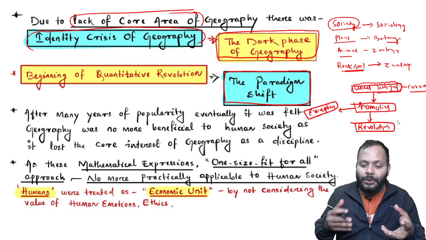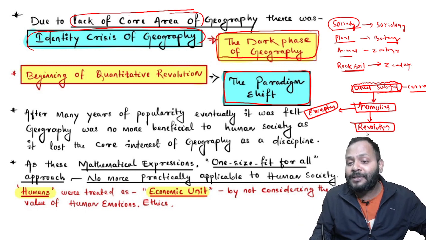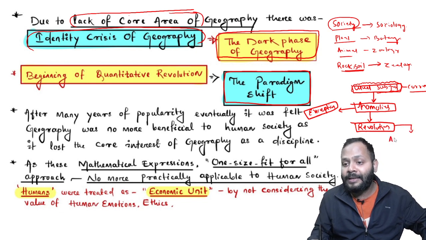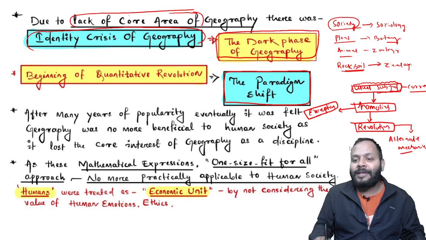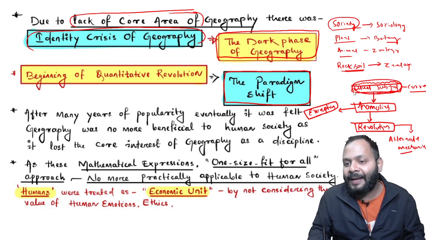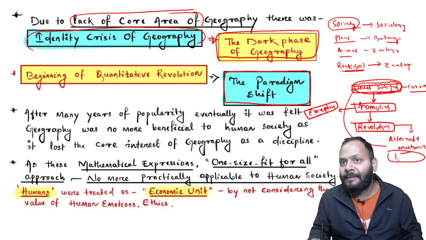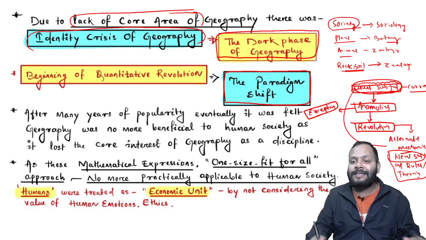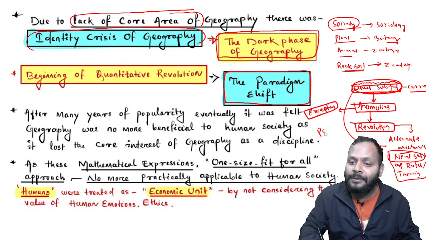When there is a revolution, an alternate mechanism is given. What do you understand by an alternate mechanism? It means this complete old theory is replaced by some new models, a new set of rules and theories that has completely changed the existing one. This is called a paradigm shift. Please, it's very important: paradigm shift.